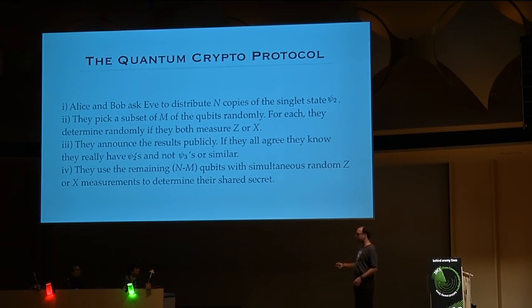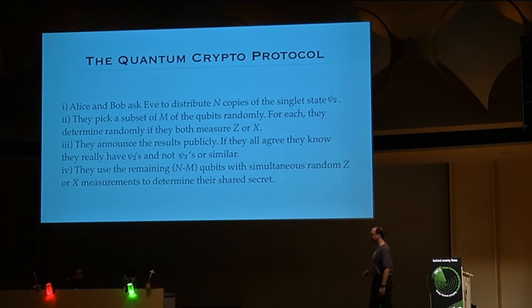So they do this m times, and they announce the results, and they can check if they agree, no matter whether they measure x or z. If they all agree, they can be sure, or at least sure with a certain probability, that Eve has honestly prepared the state and not prepared something else. And then they announce the results publicly. If they agree, they know they really have psi 2s and not the ones with the third copy.